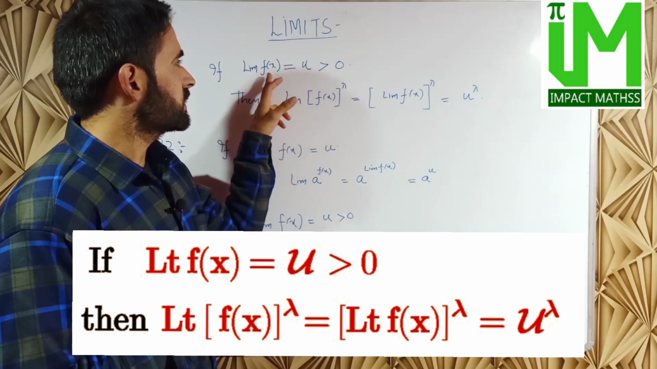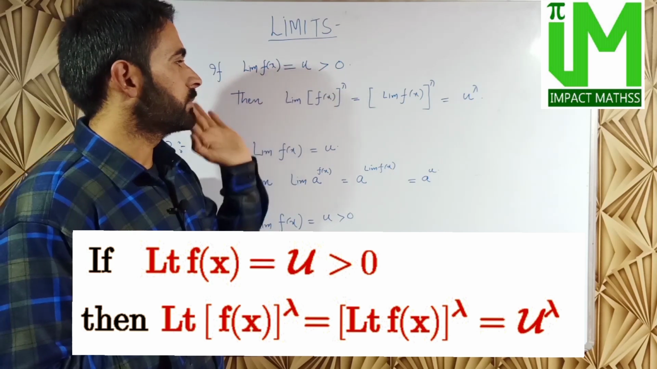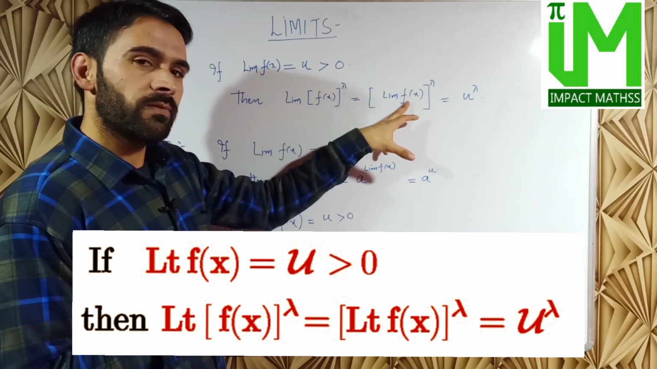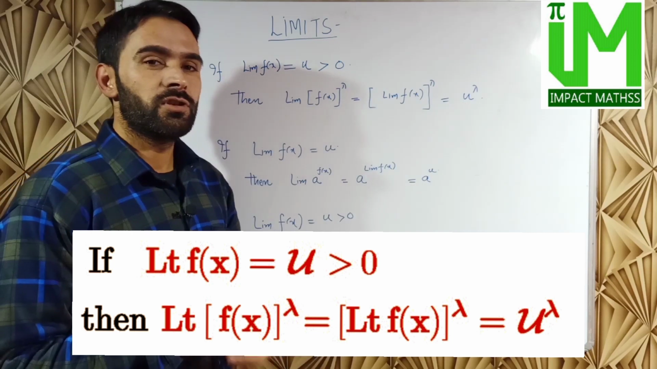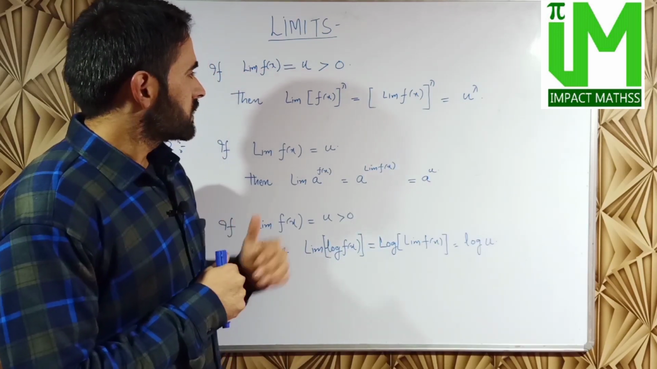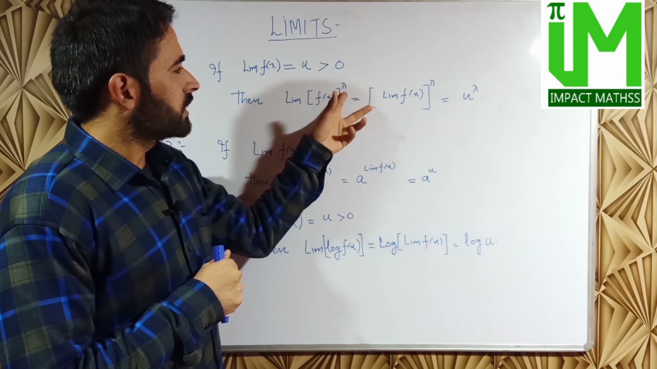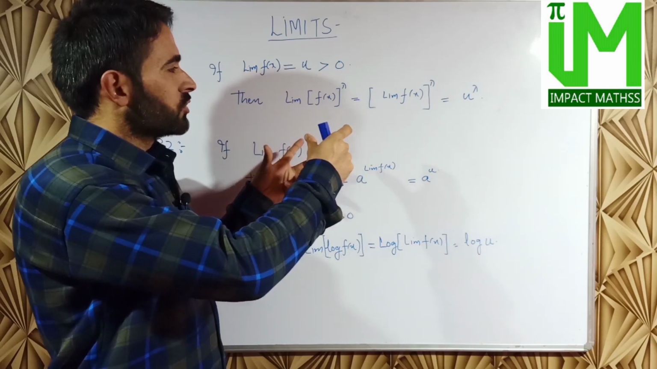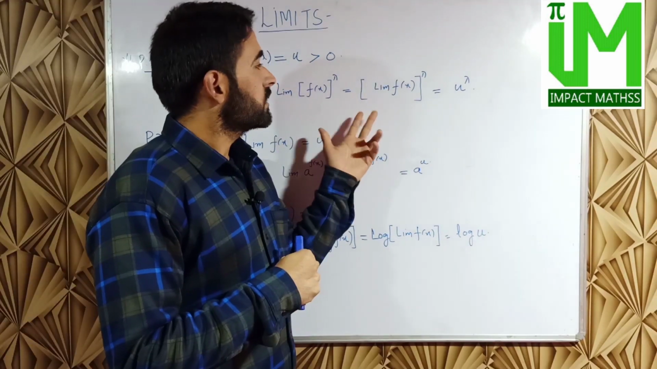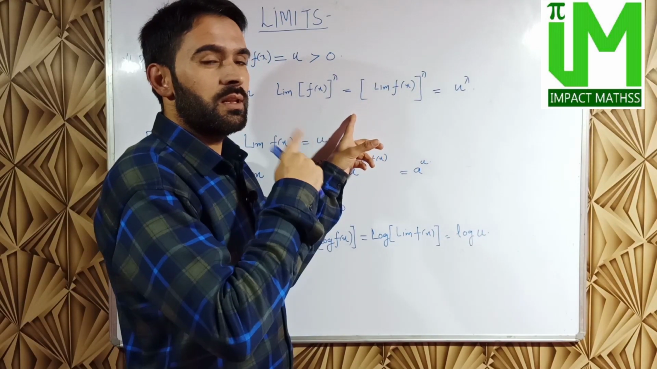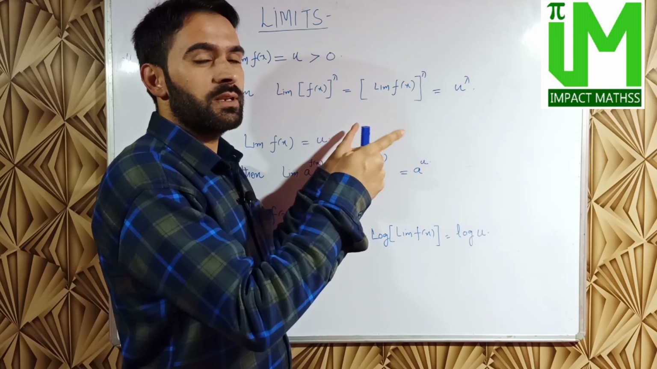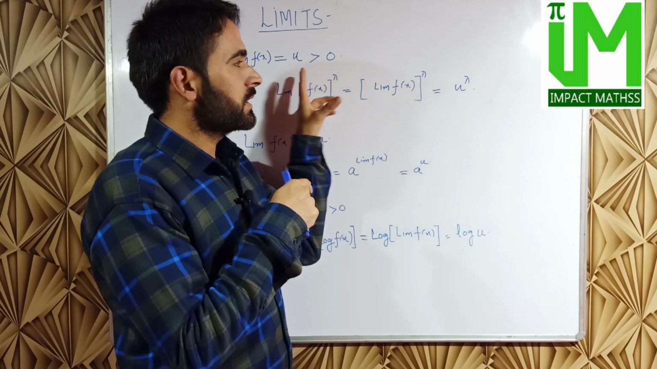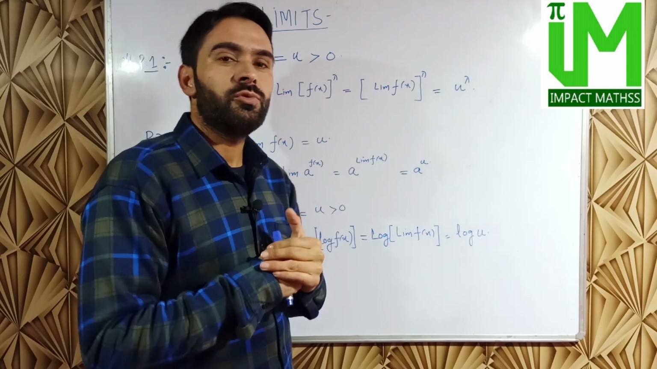If f(x) is a function such that its limit equals u, which is a positive number, then the limit of the function f(x) to the power lambda equals u to the power lambda. Obviously this function f(x) to the power lambda can be written as f(x) into f(x) into f(x), up to lambda times. So if we take the limiting value by the algebra of the product, it can be written as limit f(x) into limit f(x) into limit f(x), lambda times. Thus it can be written as (limit f(x)) to the power lambda. Since the limit of f(x) equals u, we can write this as u to the power lambda.